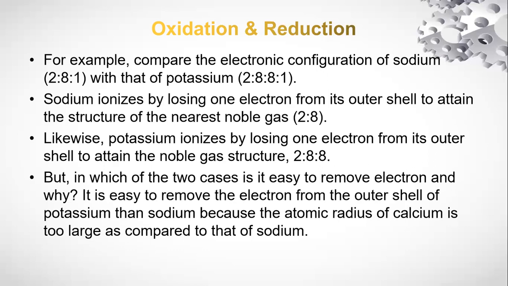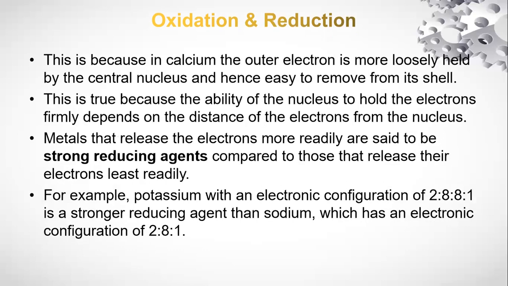It is easier to remove the electron from the outermost shell of potassium than sodium, because the atomic radius of potassium is too large compared to that of sodium. By this, it means that in potassium, the outermost electron is more loosely held by the central nucleus, and hence it's easier to remove from its shell. This is true because the ability of the nucleus to hold the electrons firmly depends on the distance of the electrons from the nucleus.